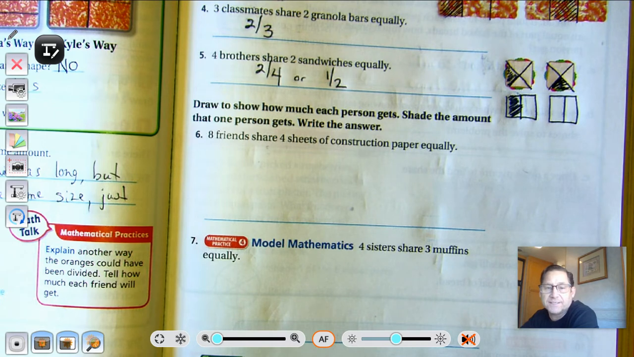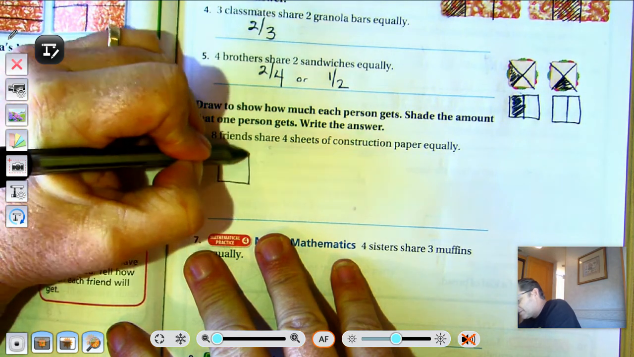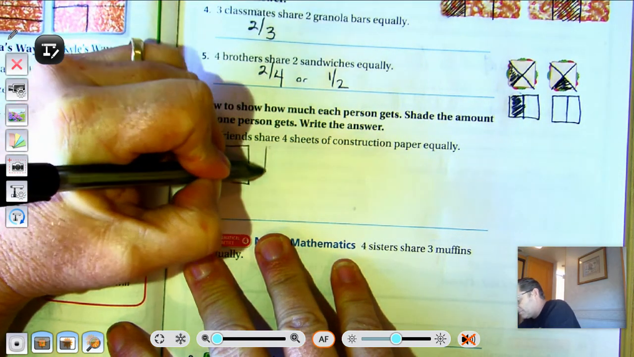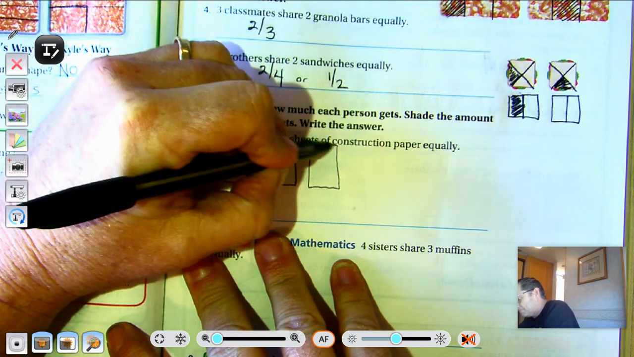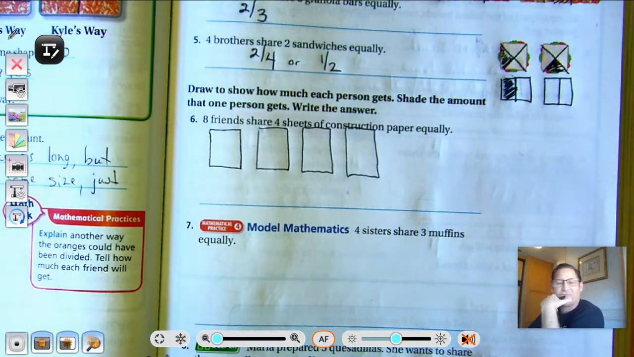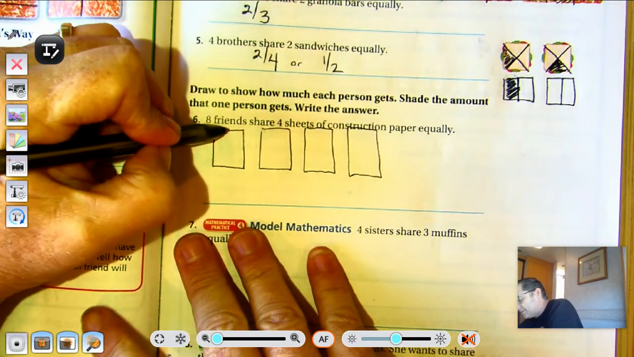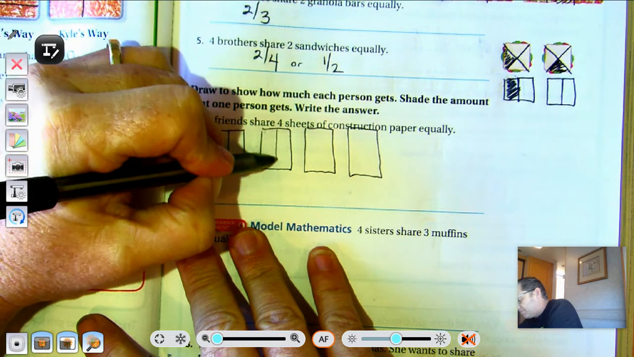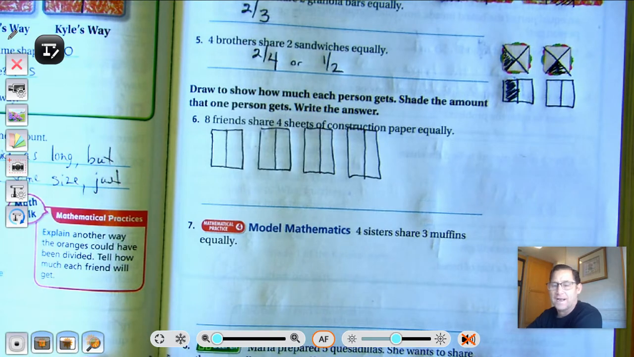Number 6, draw to show how much each person gets. Shade the amount that one person gets. Write the answer. 8 friends share 4 sheets of construction paper equally. So let's draw 4 rectangles. And there's 8 friends. Well, what if we took each piece of construction paper and cut it exactly in half? Would I have 8 pieces?